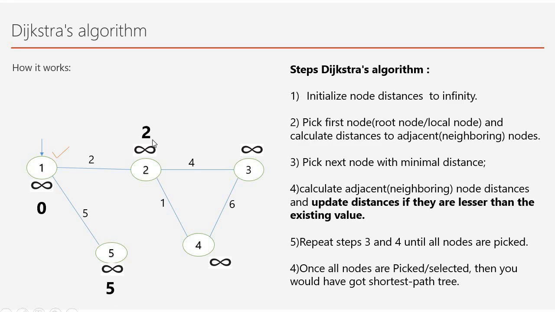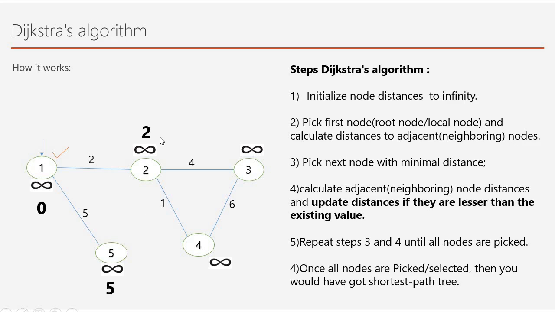If the weight that you need is lesser than the previous existing value, previously infinity, now since you can reach node 2 through weight 2, this 2 is lesser than infinity, so you need to update the weight as 2 for the second node. Similarly for the fifth node, the weight will be 5. That's what it is saying. Pick the first node and calculate the distances to adjacent nodes.